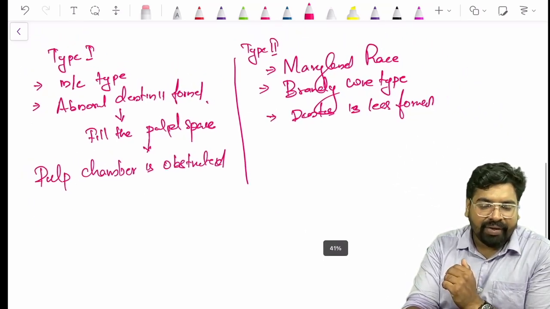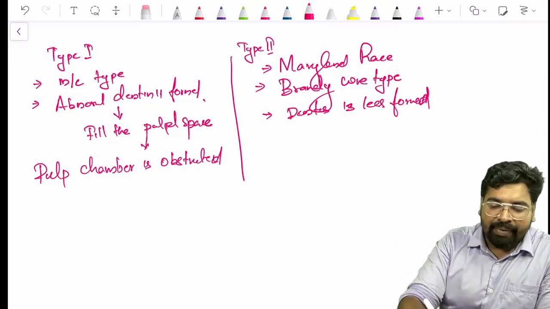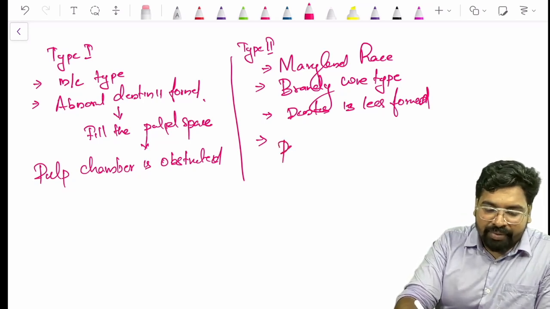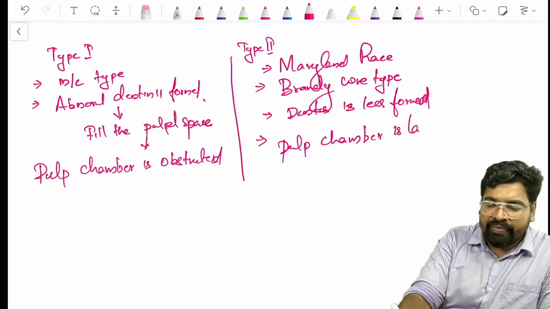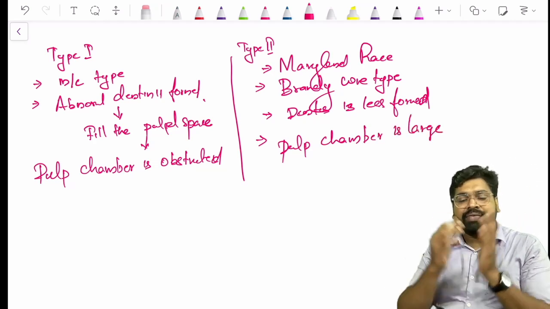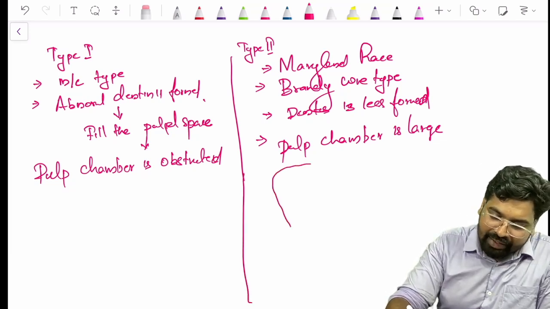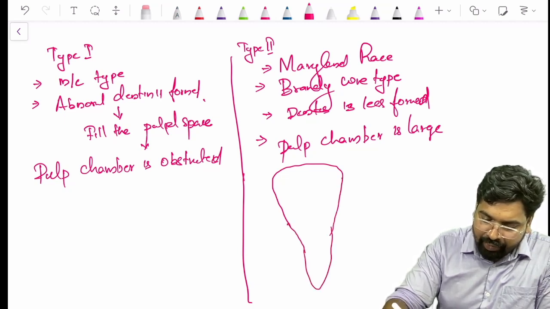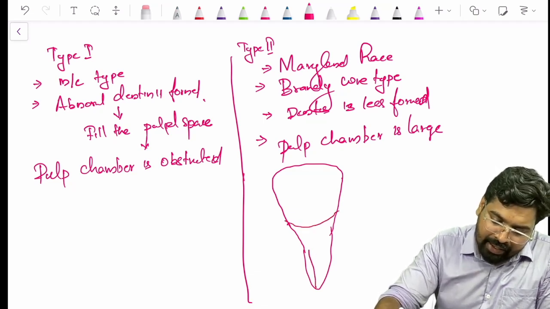So what happens when the dentin is less formed or thin? You can see a large pulp chamber. The pulp chamber is large. We have less dentin here, so it will look like a shell actually. So we have enamel, the tooth will look like this. I will draw a tooth here. I'm drawing a tooth here.